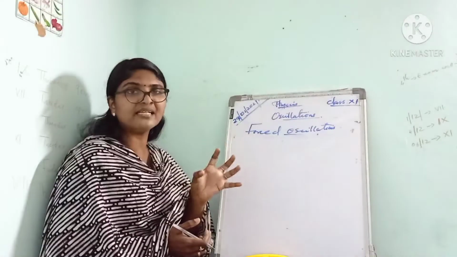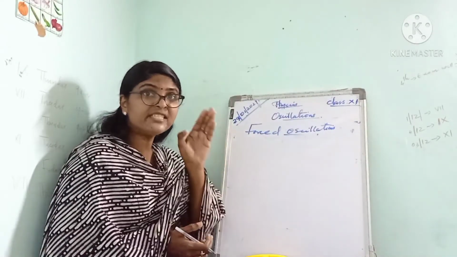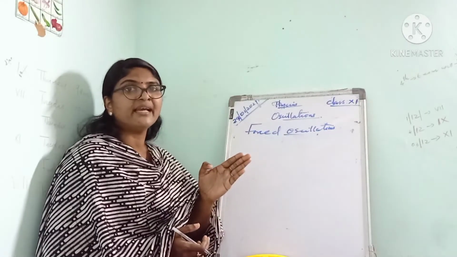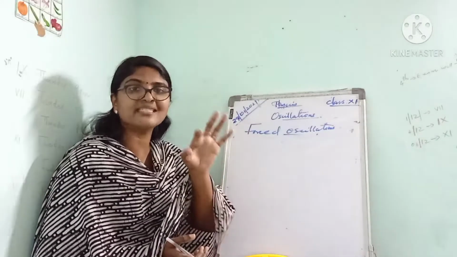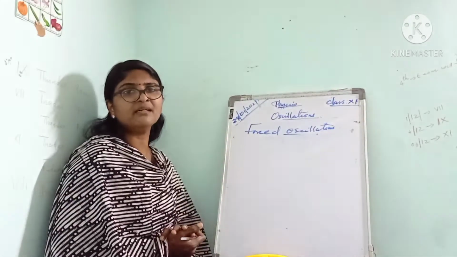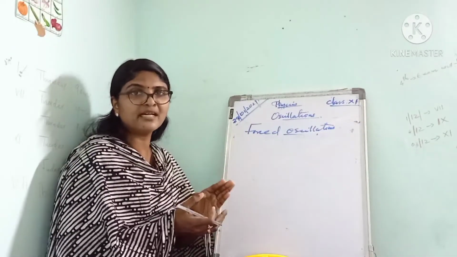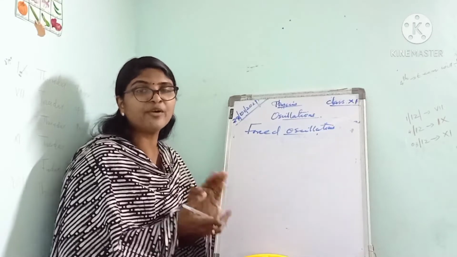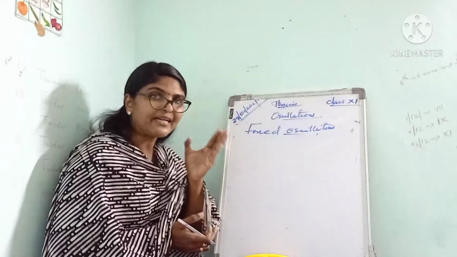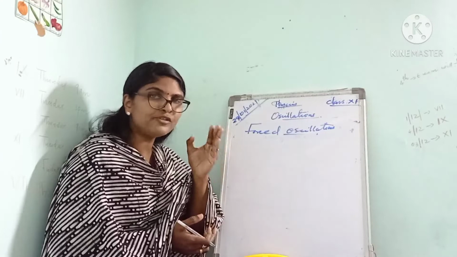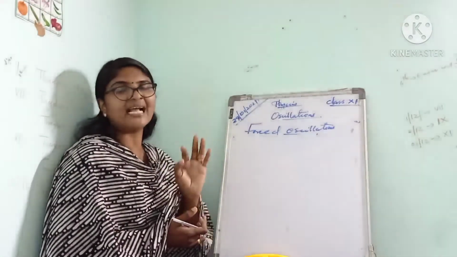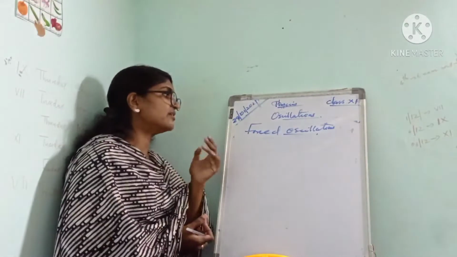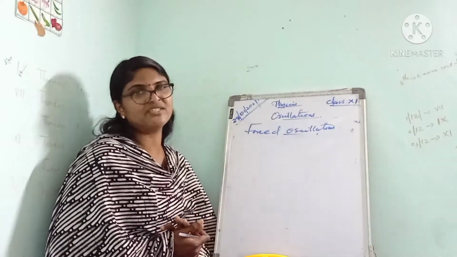Here the particles are not vibrating with their own natural frequency. Instead of that, the particles vibrate with the frequency of the external force. Here the external force is the vibrating tuning fork. So the particles of the table are forced to vibrate with the frequency of the tuning fork. That is why these oscillations are called forced oscillations.